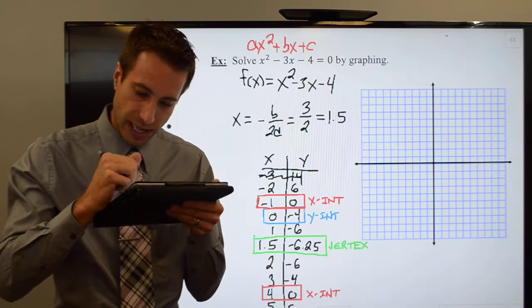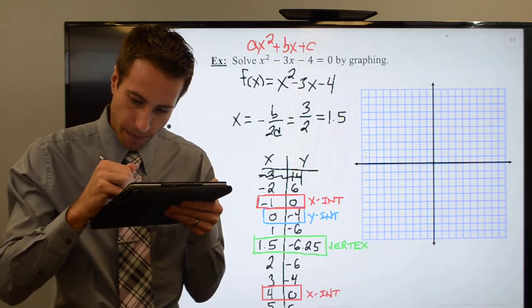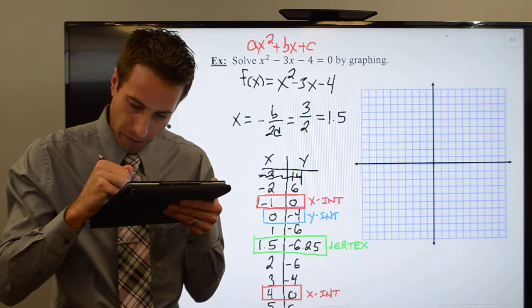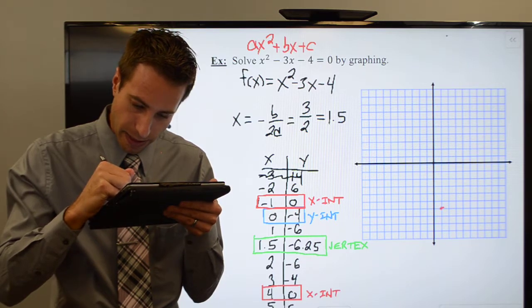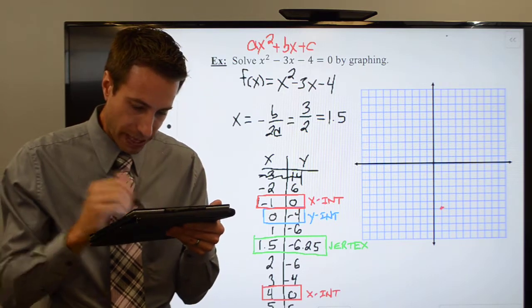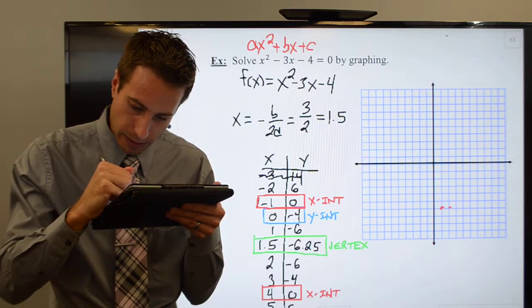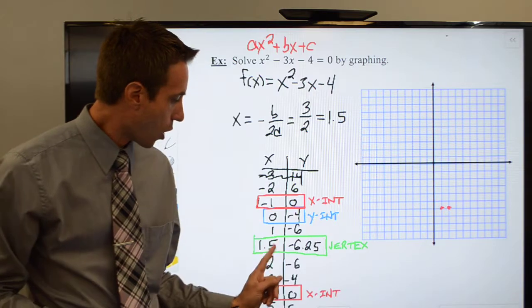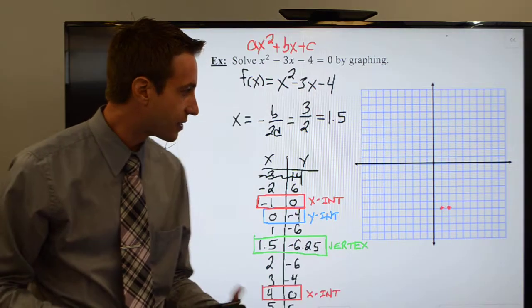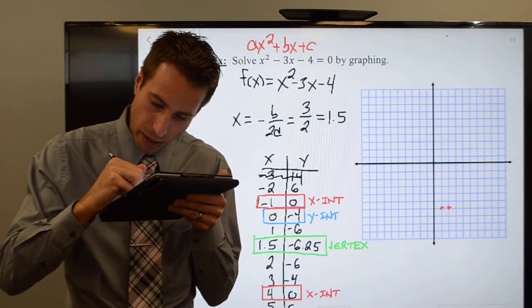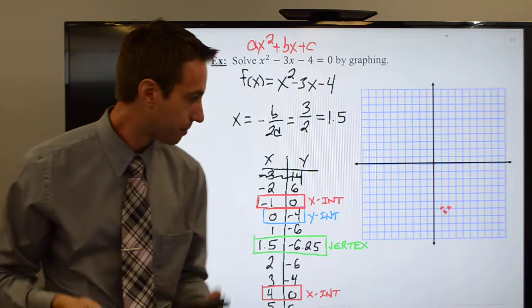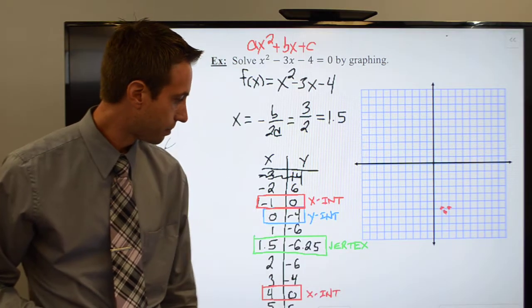1, -6. Let's see here. 1, 2, 3, 4, 5, 6. There's a point right there. I would also be at 2, -6. I've got this point, 1.5, -6.25, which is going to be somewhere right in there.